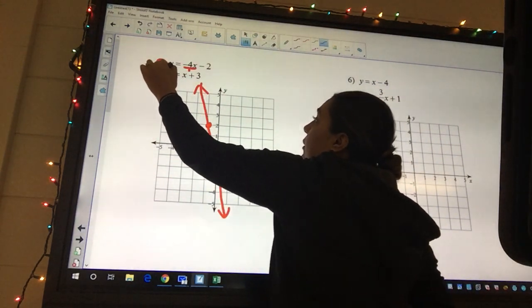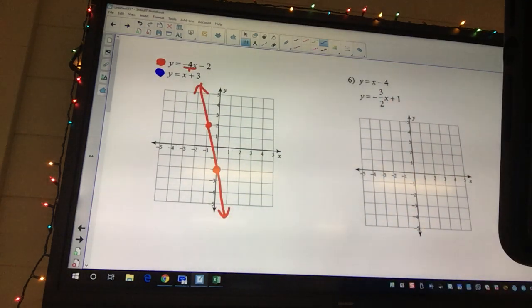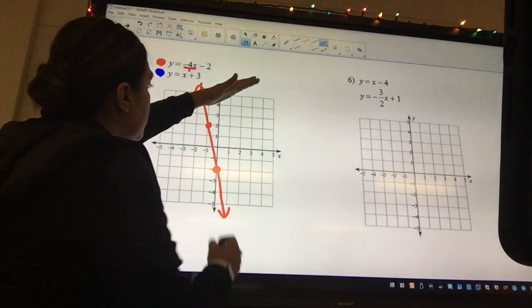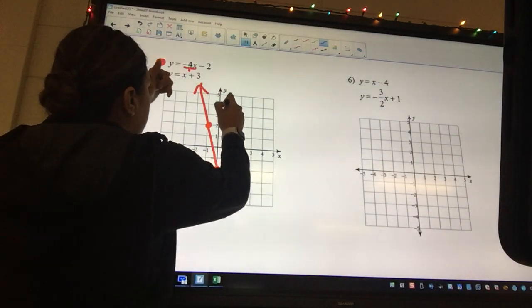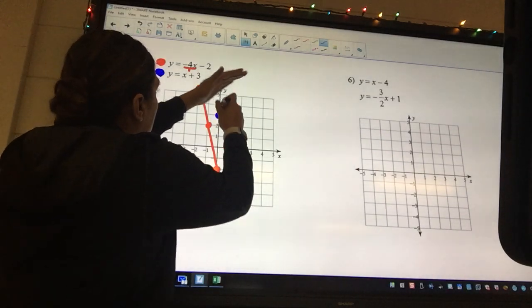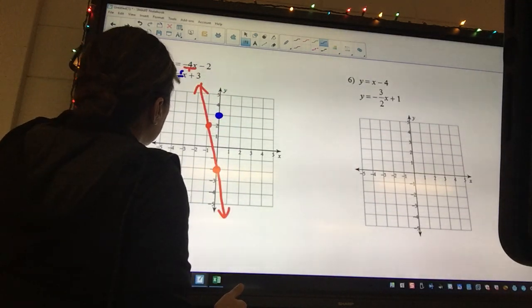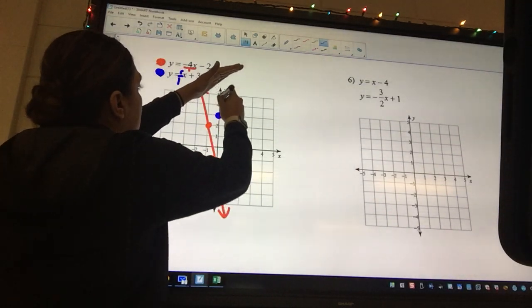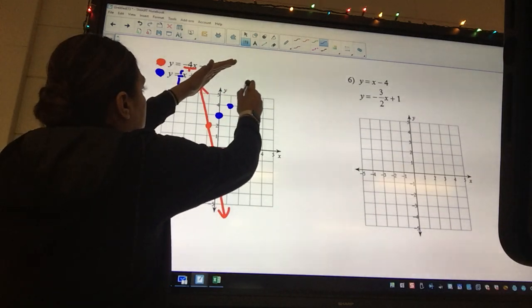Okay, and then I'm ready to graph this one. Okay, and this one is a positive slope, so my slope should be going this way, and we start at the y-intercept of 3. Okay, and my slope is 1, so I can go up 1 over 1, because there's really a 1 in front of there. Up 1 over 1, up 1 over 1, up 1 over 1.